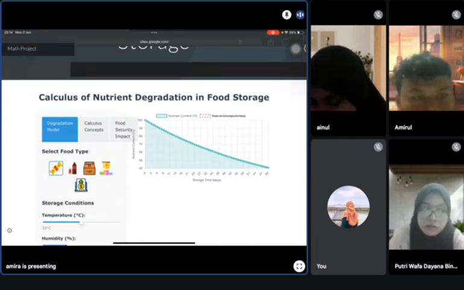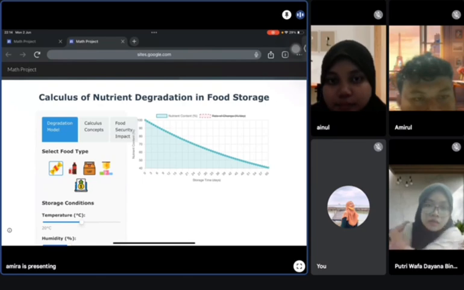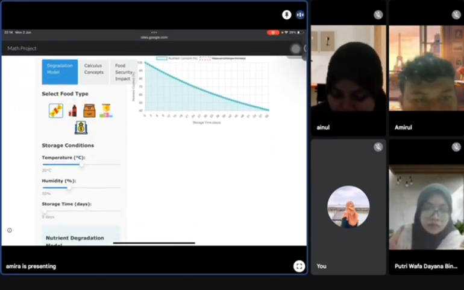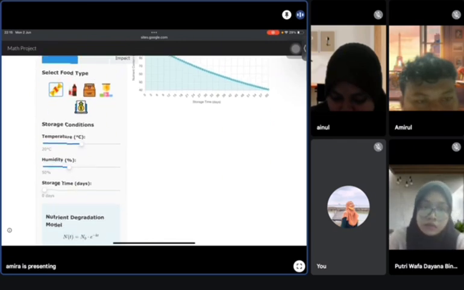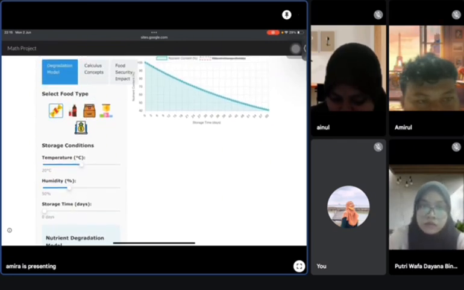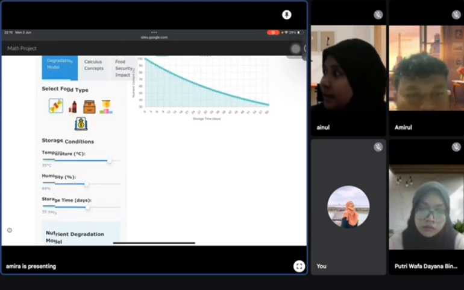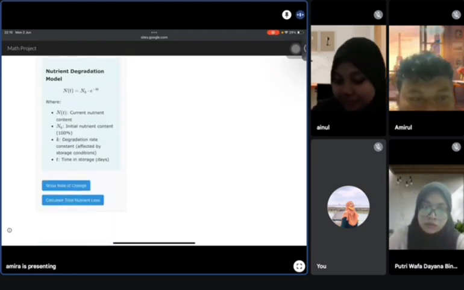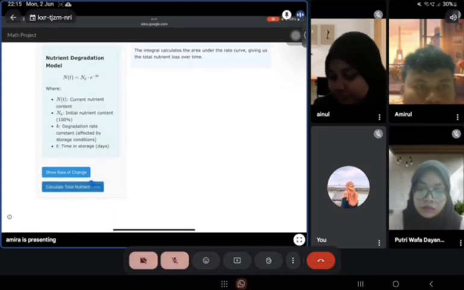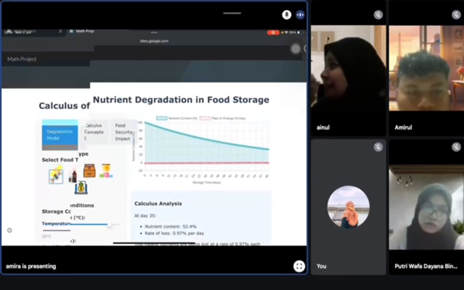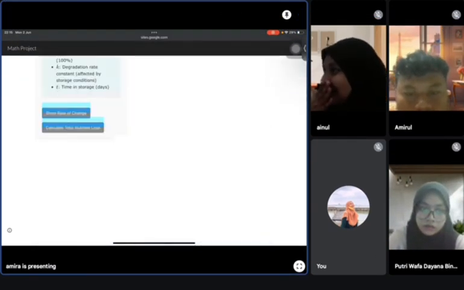So this is my animation for calculus of nutrient degradation in food storage. So we choose the degradation model. I just change this one and calculate nutrient loss. So the graph will be changed.